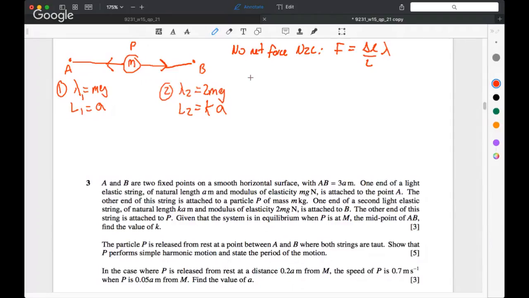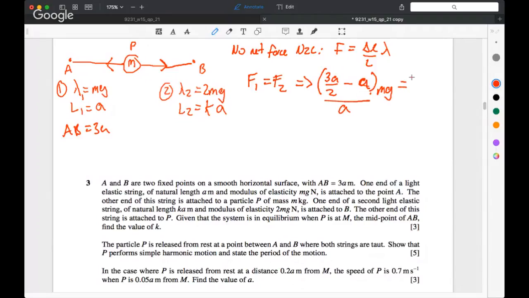So I'm just going to go ahead and do that in one step. So the force from string 1 is equal to the force from string 2. Okay, which implies that, what's the fractional change in length for string 1? Well, the entire length between AB, which I probably should have written down, is 3A. So we know that it's 3A over 2 because it's stretched halfway between them. So that's how long it is now, over 2. We know its natural length is A, so that's the change in length. The original length is A, and it has a modulus mg.